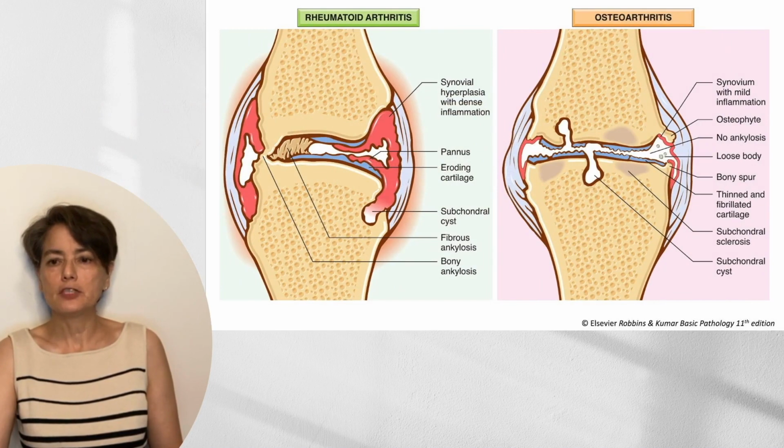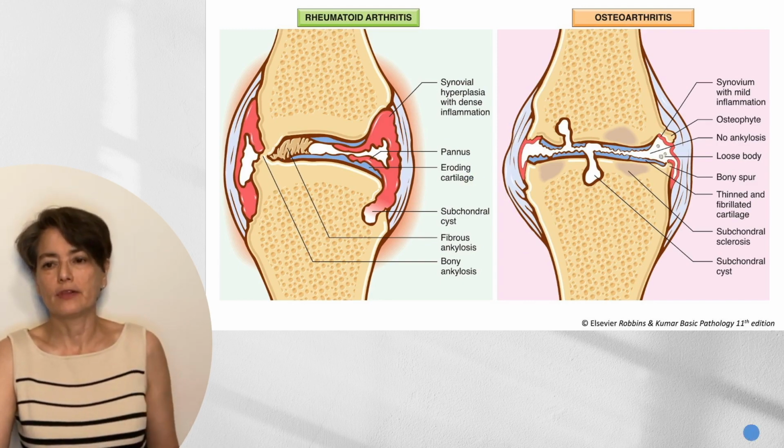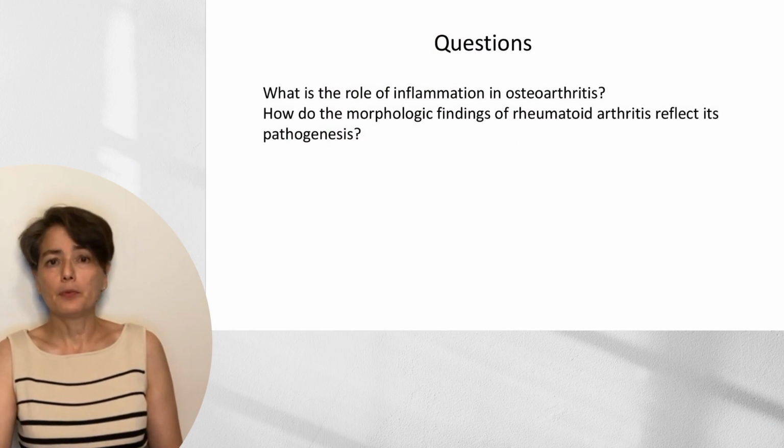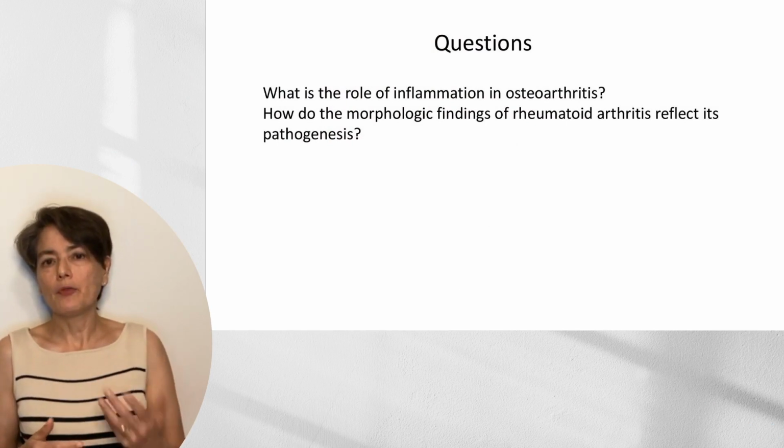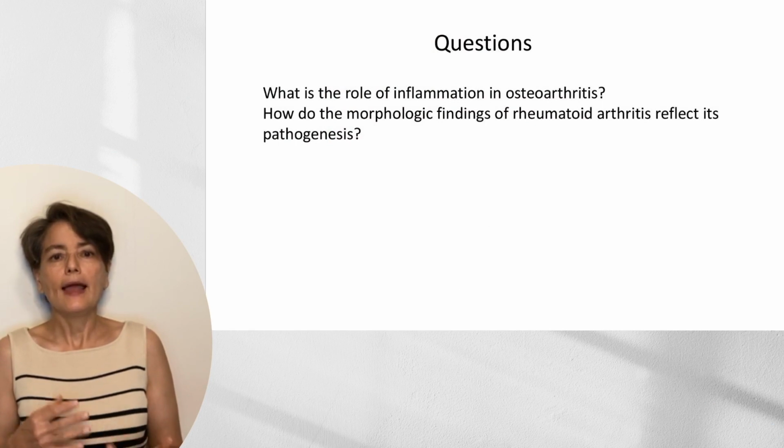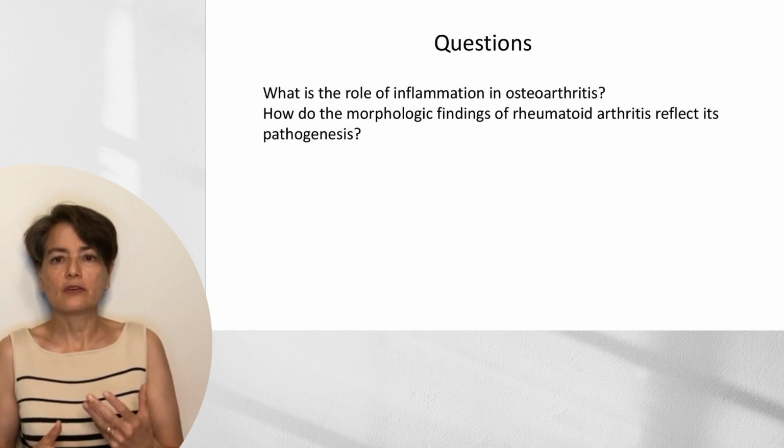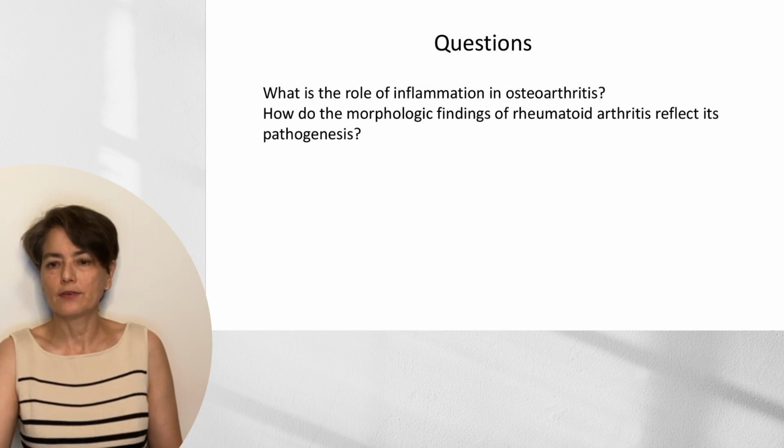And then again, these two images that I've shown you several times, now we can do that compare and contrast here. And the main features that you'll notice will be this thickened synovium compared to mildly thickened synovium, as well as this joint fusion, which is what you see in rheumatoid arthritis, not in osteoarthritis. And you'll also appreciate that we see our osteophytes in osteoarthritis, but not in rheumatoid arthritis, because in part there's a different inflammatory milieu. Now I'm going to end with a couple of questions. I think it's important to think about the role of inflammation in osteoarthritis, and then also to look at how the morphologic findings of rheumatoid arthritis reflect its pathogenesis.